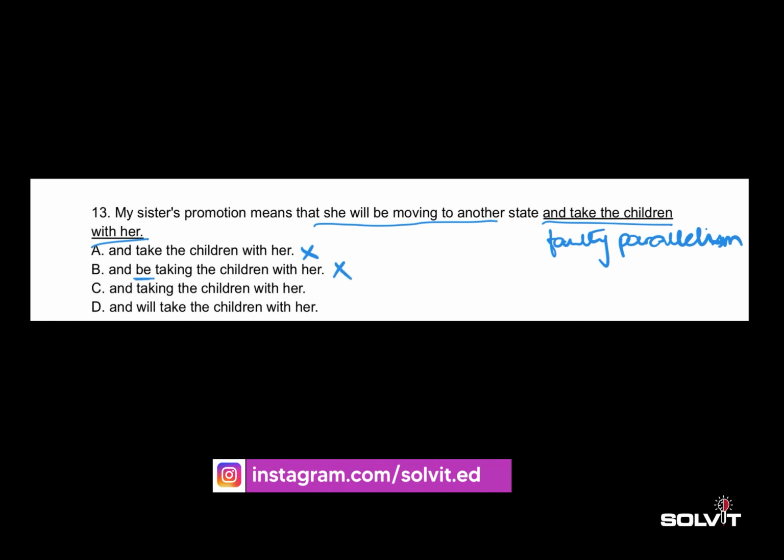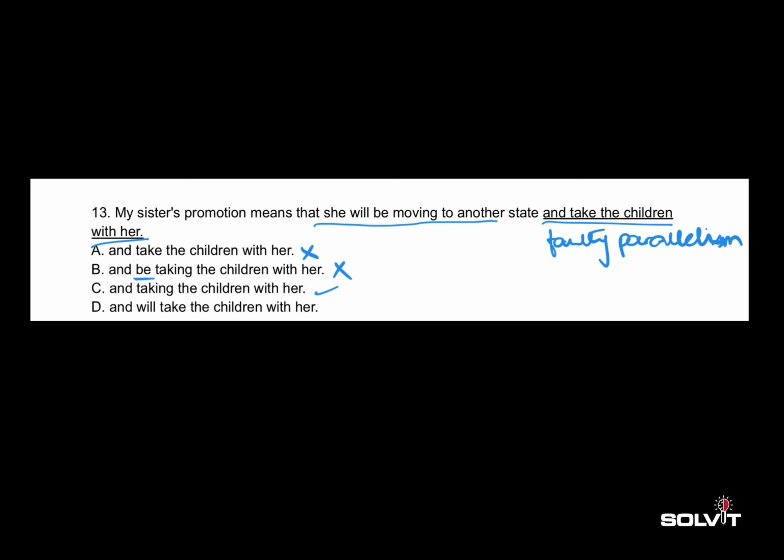So wrong. Option C, and taking the children with her. So this is correct, right? There's no repetition of be and there's no faulty parallelism. The two phrases are in the same form. Okay, so let's read the sentence again by plugging in option number C. My sister's promotion means that she will be moving to another state and taking the children with her. So that's correct, right? We know right away that that's correct. It's fitting. But let's have a look at option D also.